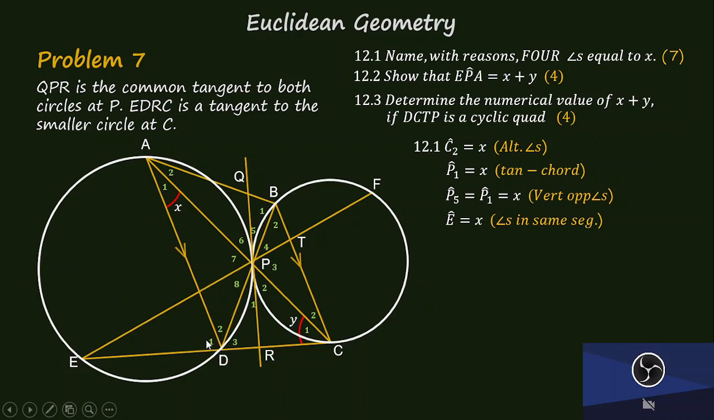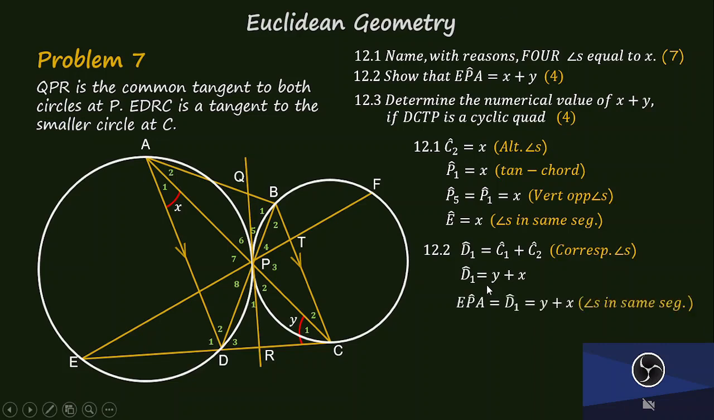So D1, because of these parallel lines, will be equal to C1 plus C2. C1 is Y, C2 is X. So I have X and Y. So D1 is already X plus Y, right? So D1 is X plus Y, but EPA equals D1. These are angles in the same segment. Therefore, we have proven what they want us to prove here.